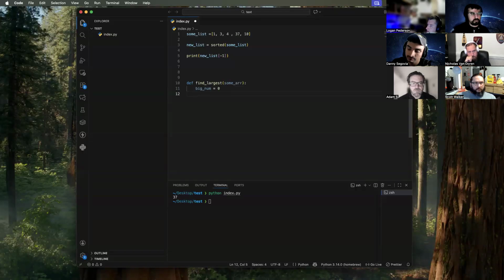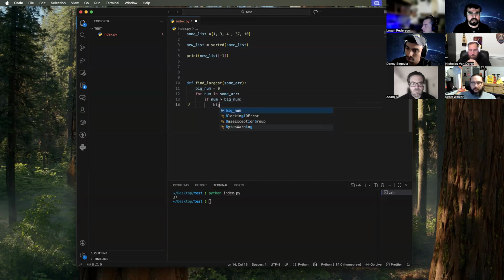We need to iterate over the sum array. For num in some array, if num is greater than big num, big num equals num. And then have it return big num, right?